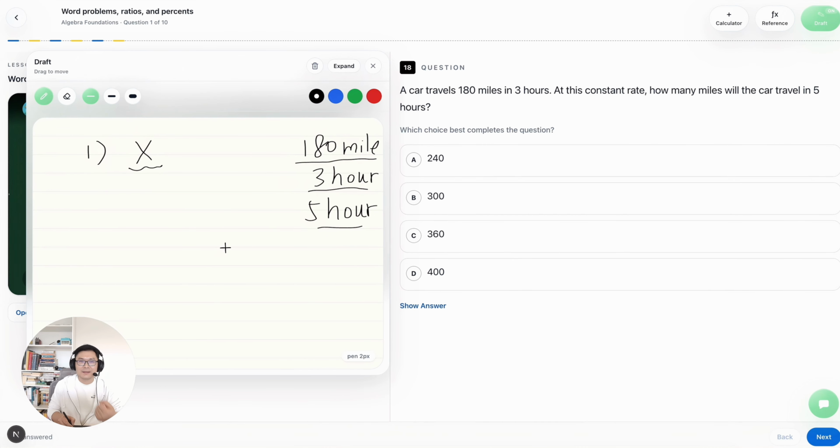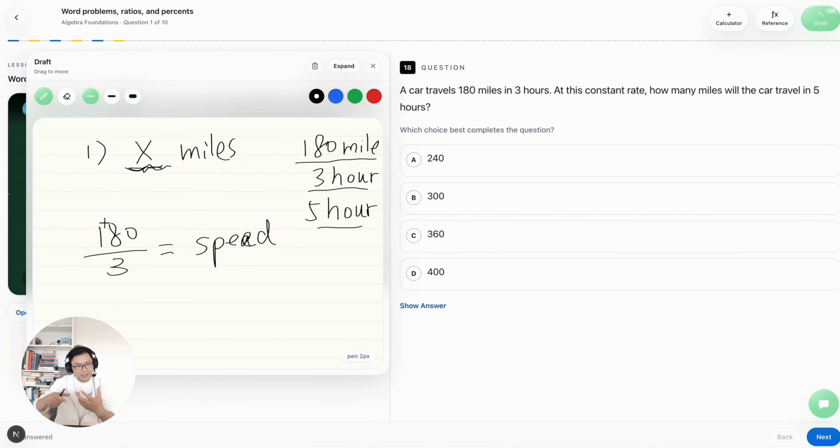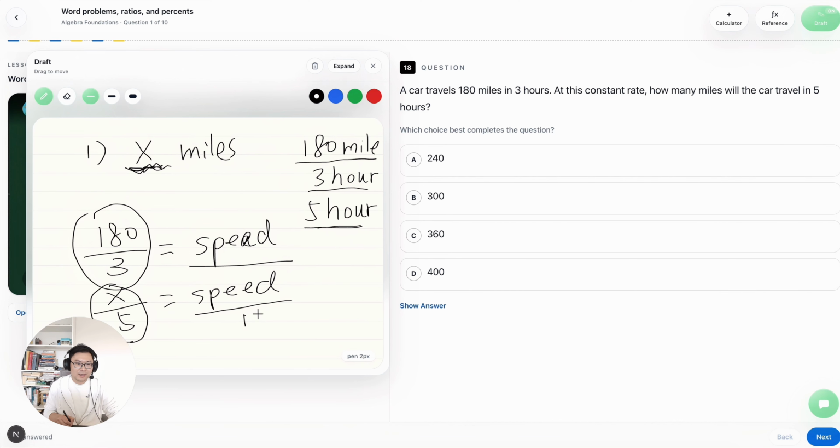Can we get the speed from 180 miles in 3 hours? Distance divided by the time. So 180 divided by 3. That's the speed. Let's just name it the speed. Can we also use the X miles? Remember, this is the unknown that we have named. Car have traveled within 5 hours. Then we can also get the speed. X divided by 5 is going to be the speed, right? And as the speed is constant, then we know that 180 divided by 3 is equal to X divided by 5. And then the only thing left is for you to solve this equation.